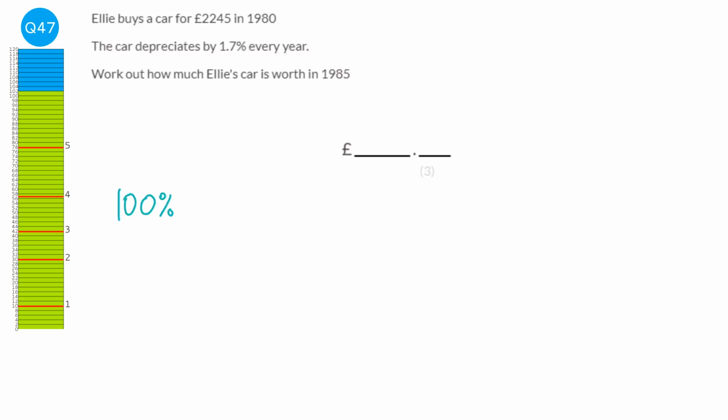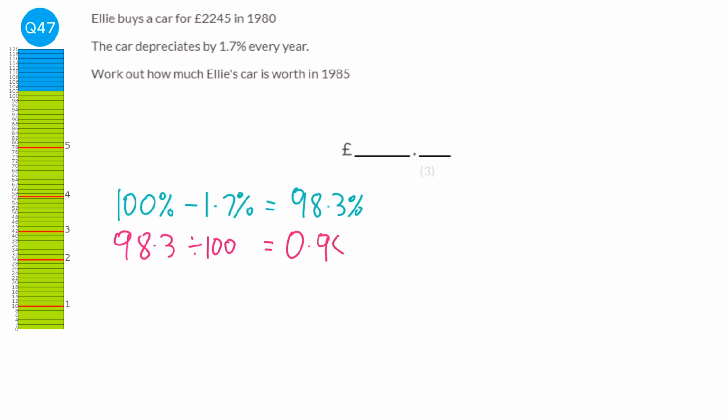So we're going to start off with 100%, and it says that the car depreciates. That means it goes down by 1.7% every year. So we do 100 take away 1.7, which is 98.3, and that's percent. And we want that as a decimal, or as a multiplier we call it. So we just divide it by 100 to make it into a decimal, 0.983. And that's our multiplier.